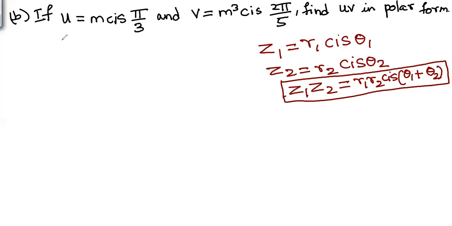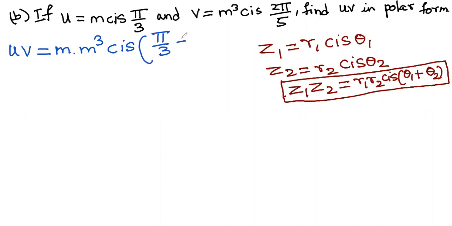So when we apply this rule, what do we get? uv is equal to r1 r2 cis theta 1 plus theta 2. In this case, r1 is m and r2 is m cubed, so m times m cubed, cis theta 1 plus theta 2. Theta 1 is pi by 3 and theta 2 is 2 pi by 5.